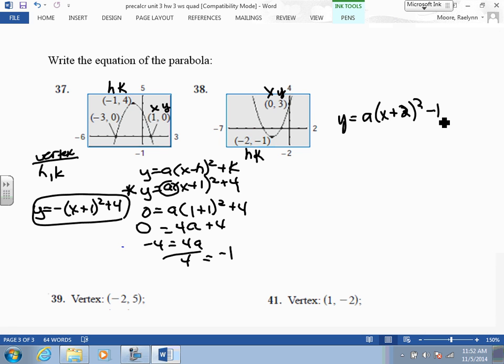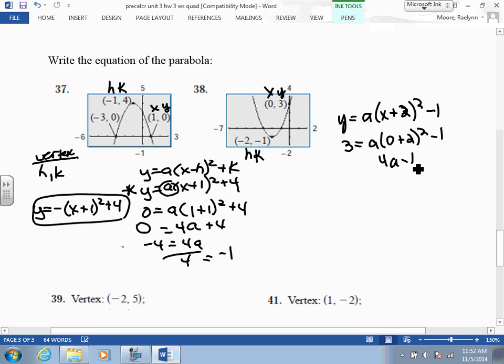Now, I've got my H and my K in there, and I have one solution. I have an X and a Y. So plug those in. What's 2 squared? 4. Subtract, add 1. And A is 1. Don't forget to bring it back to this point.